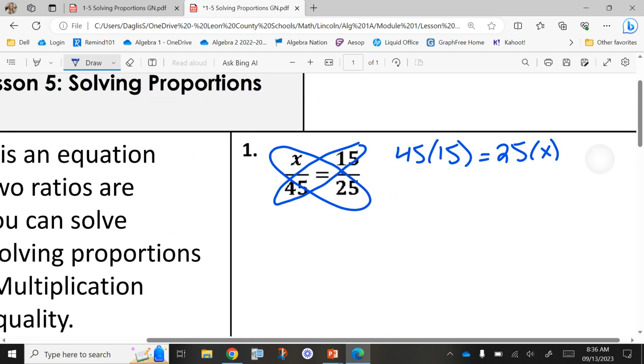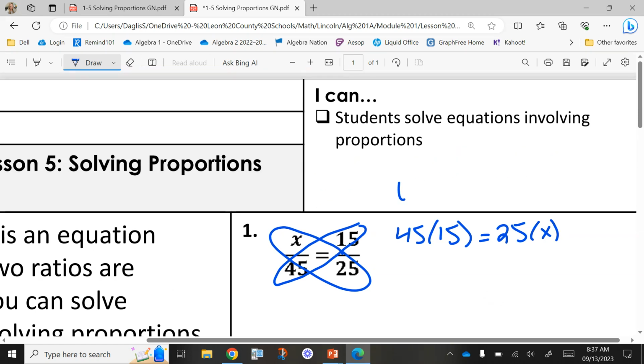All right. Calculator friends, I'm going to need you to help me out. What is 45 times 15? 675. Woo. And 25 times x is just 25x.